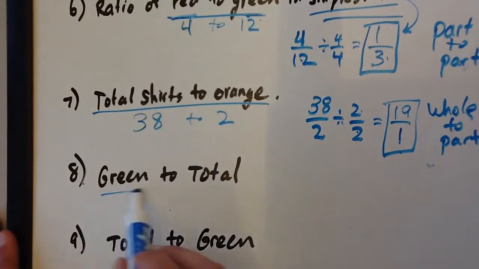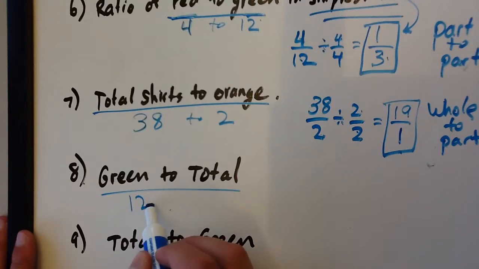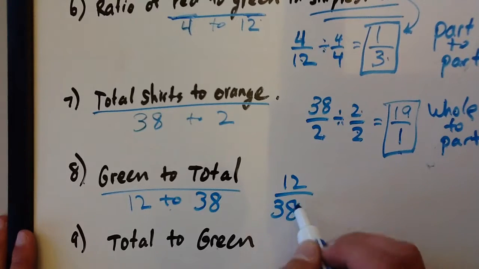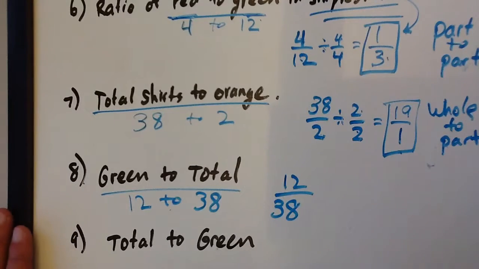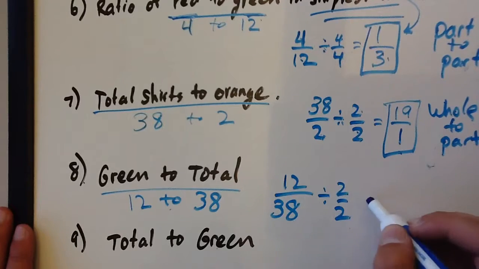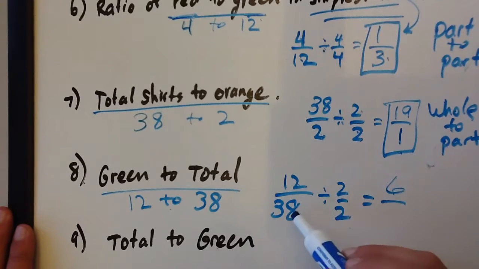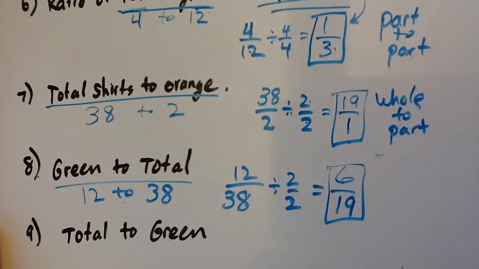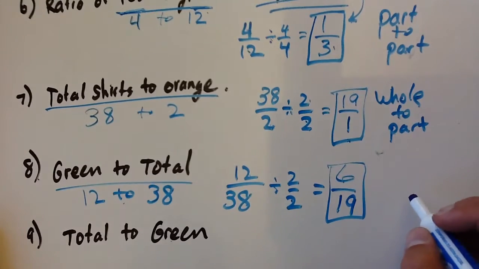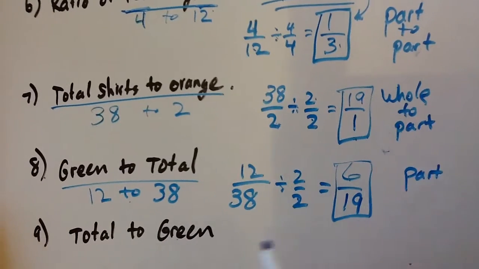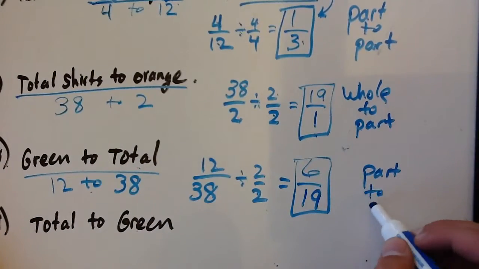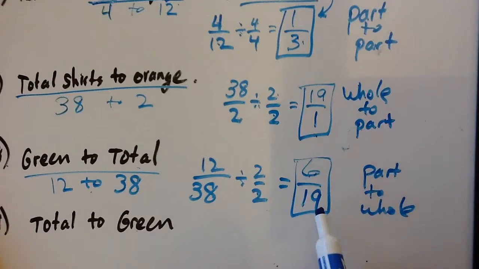Number 8, we want green shirts to total shirts. Well, there are 12 green shirts and there are 38 total shirts, right? So we have a 12 to 38 ratio. Let's write this in simplest form. 12 and 38 are both even, so I can divide by 2 over 2. 12 divided by 2 is 6, and 38 divided by 2 is 19. So 6 to 19 is the ratio in simplest form. Now this compares part, right? The green shirts are part of the shirts, part to whole. It compares part of the shirts to all of the shirts, so it's a part to whole comparison.